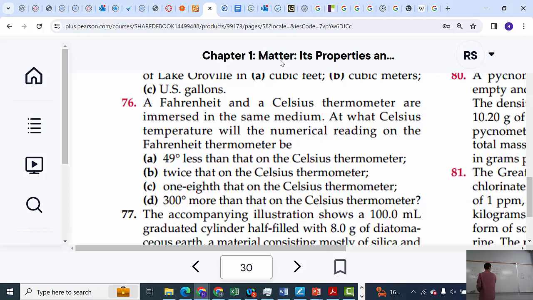So if the Fahrenheit is double the Celsius, that means the degrees Fahrenheit must equal 2 times the 160 degrees, which is going to give me 320 degrees. So when the Celsius is reading 160 degrees, the Fahrenheit will be reading double that, 320 degrees Fahrenheit.